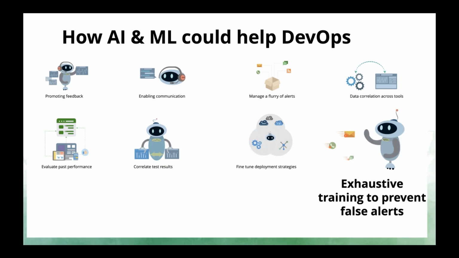And finally, as I was saying earlier, it has to be trained with a lot of data so that we don't give any false alert. This is very important. So AI can help in self-training itself so that it can prevent false alerts. So these are some areas where AI and ML could help DevOps people in their day-to-day lives and make it easier for them in their day-to-day activities.